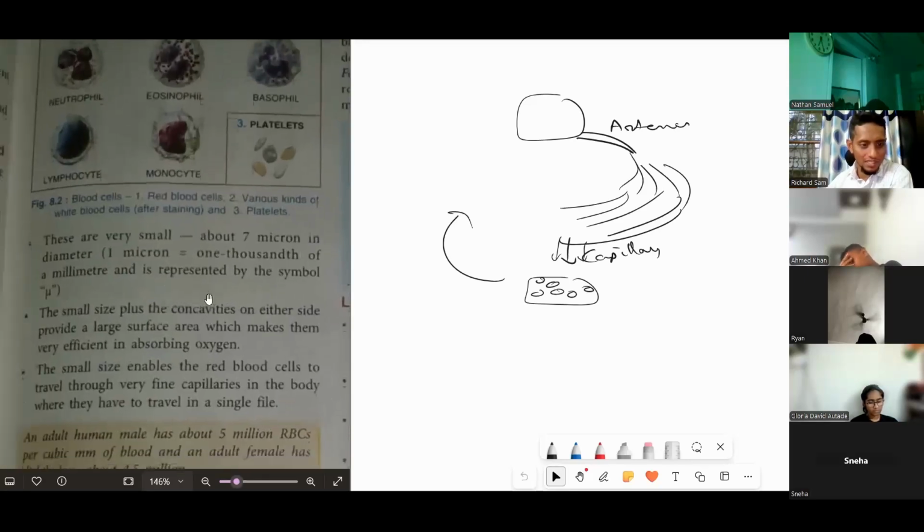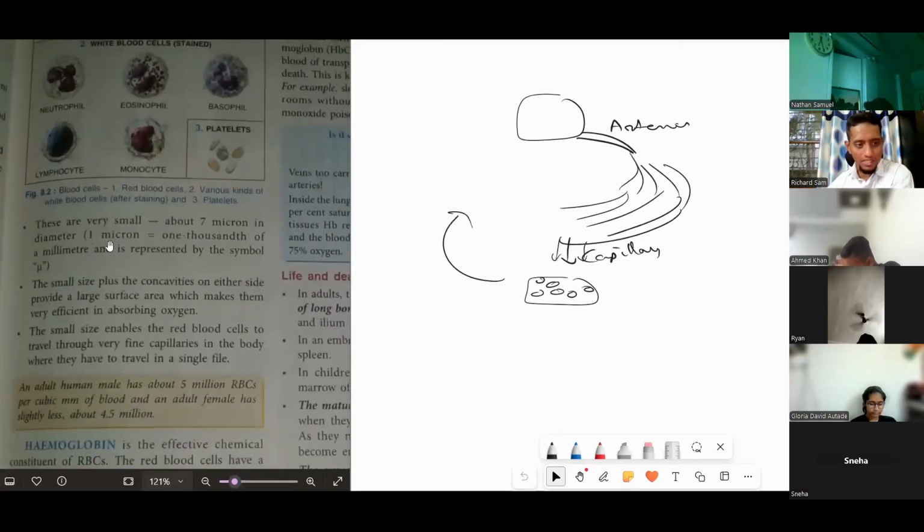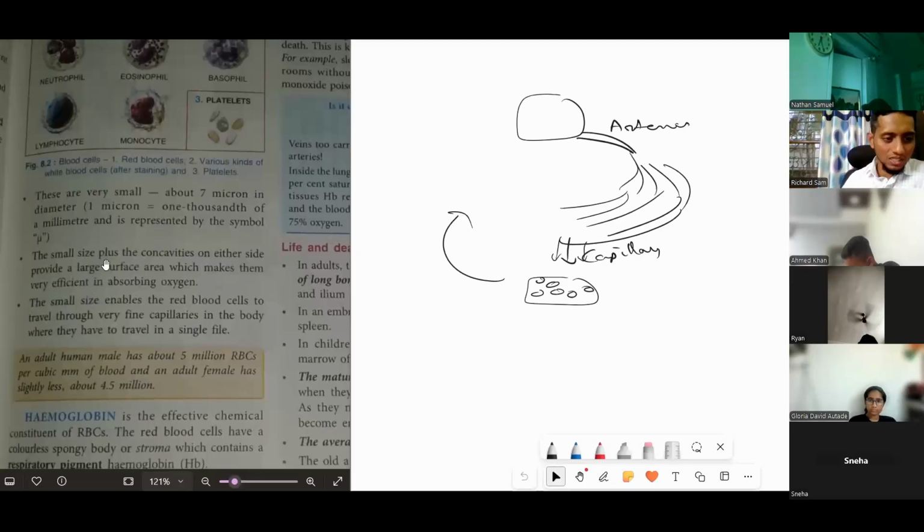Anyway, what is the size? The size is very small. The biggest is WBC, then RBCs are much smaller, and platelets are even smaller. The size is about 7 micron. Micron means micrometer, which is 10 raised to minus 6 of a meter. Since the nucleus is absent, the cell is flat like this. If the nucleus were there, it would have become round.